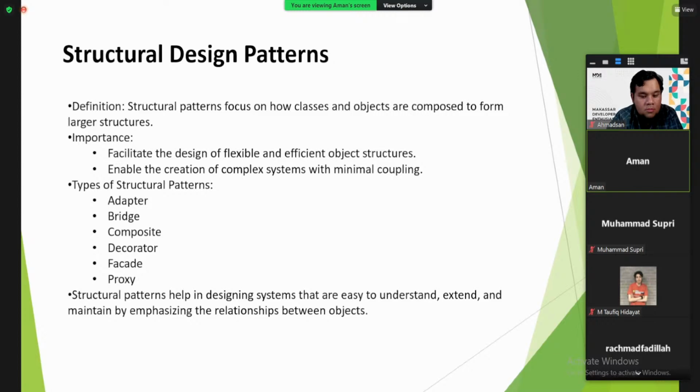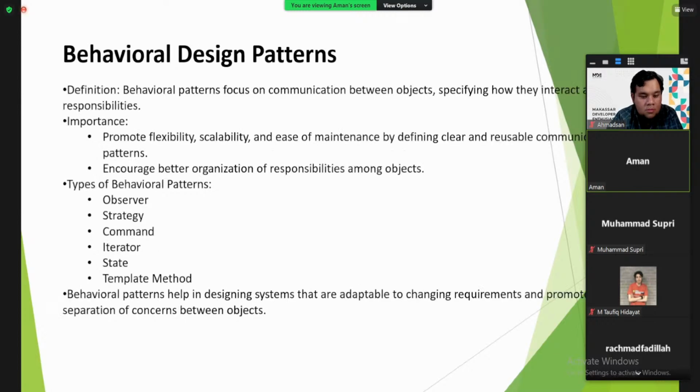The last one is the behavioral design patterns, which is more related to the communication between the objects, how they interact, and their responsibilities. The types of patterns are observer, strategy, command, iterator, state, and template.